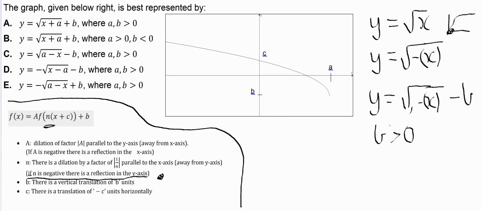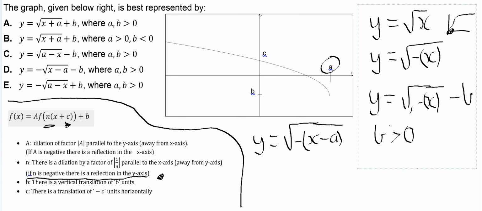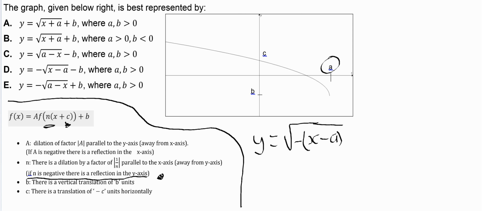Okay, now here's the last bit, and that's the translation of a units to the right. So if we're going to put that translation in, that would be the value c in our general rule for transforming graphs, and c would have to be negative to go to the right. So here we're using a, so I'm just going to say y equals the square root of negative x minus a, and then minus b. I'm just going to get rid of my past workings out to make sure that this is clear. So we've got x minus a and then just that minus b at the end.